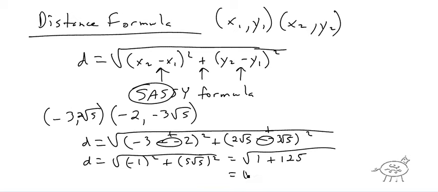So it's equal to the square root of 126. Then you look for numbers that go into that. 9 actually goes into it, and the square root of 9 is 3, and you have 14 left over. Pretty easy. All right, let's actually do a problem using the distance formula.